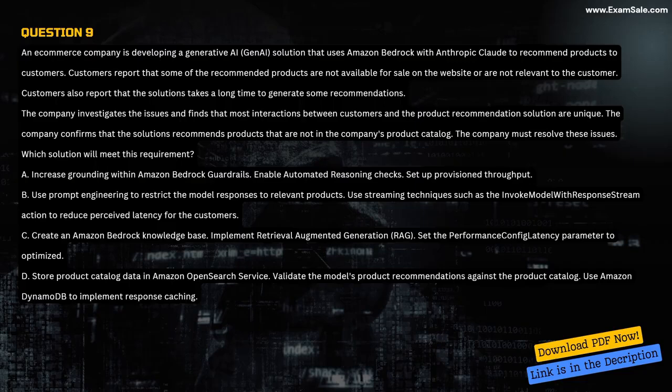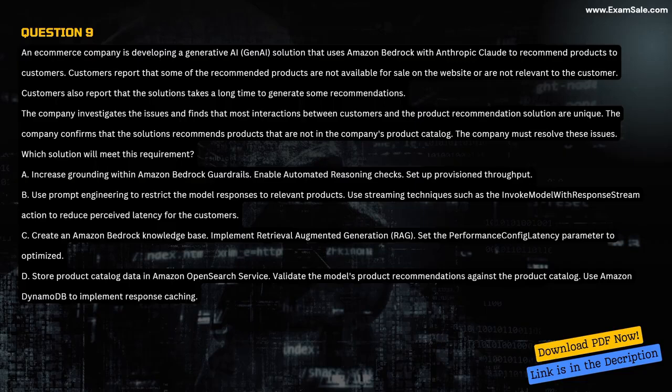A. Increase grounding within Amazon Bedrock guardrails. Enable automated reasoning checks. Set up provisioned throughput. B. Use prompt engineering to restrict the model responses to relevant products. Use streaming techniques such as the InvokeModelWithResponseStream action to reduce perceived latency for the customers. C. Create an Amazon Bedrock knowledge base. Implement Retrieval Augmented Generation (RAG). Set the performance config latency parameter to optimized.